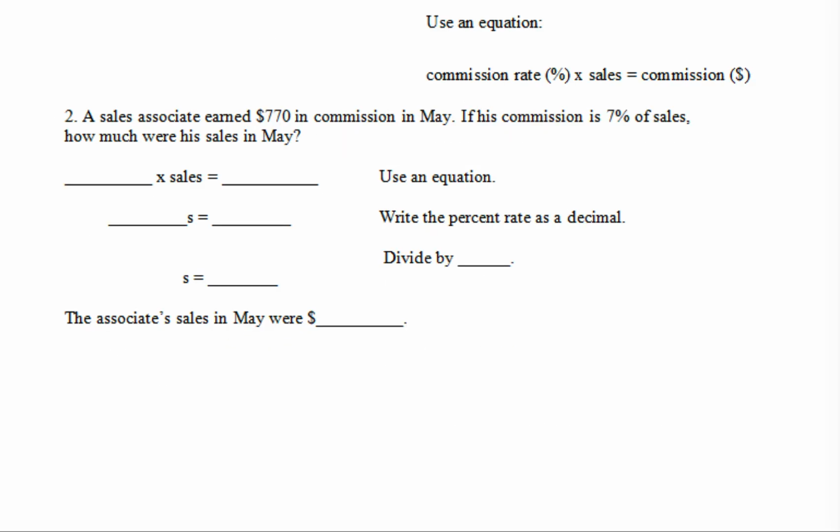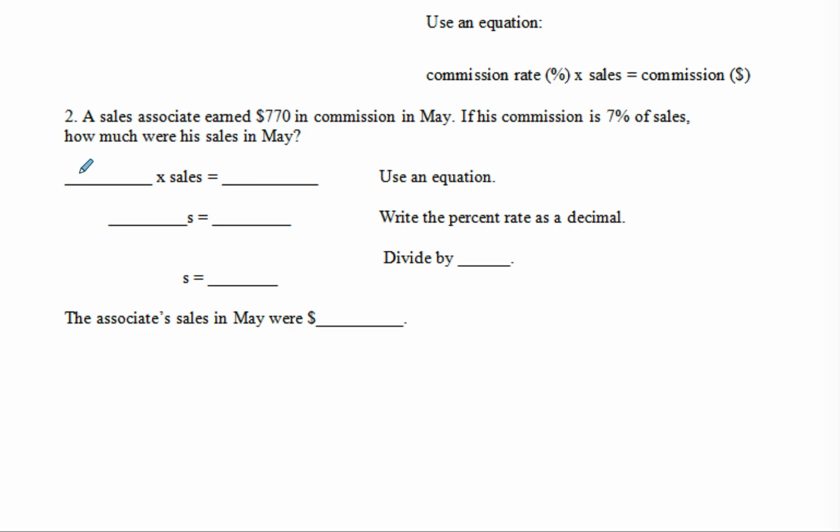All right, let's try another problem. This one's set up as an equation. A sales associate earned $770 in commission in May. If his commission is 7% of the sales, how much were his sales in May? This one's set up to use an equation. So we're going to use this. Remember, in an equation the percent is a decimal. We're going to take our commission rate times our sales equals our commission amount of money. This time we don't know what the sales were. A sales associate earned $770 in commission in May. If his commission is 7% of sales, how much were his sales in May?